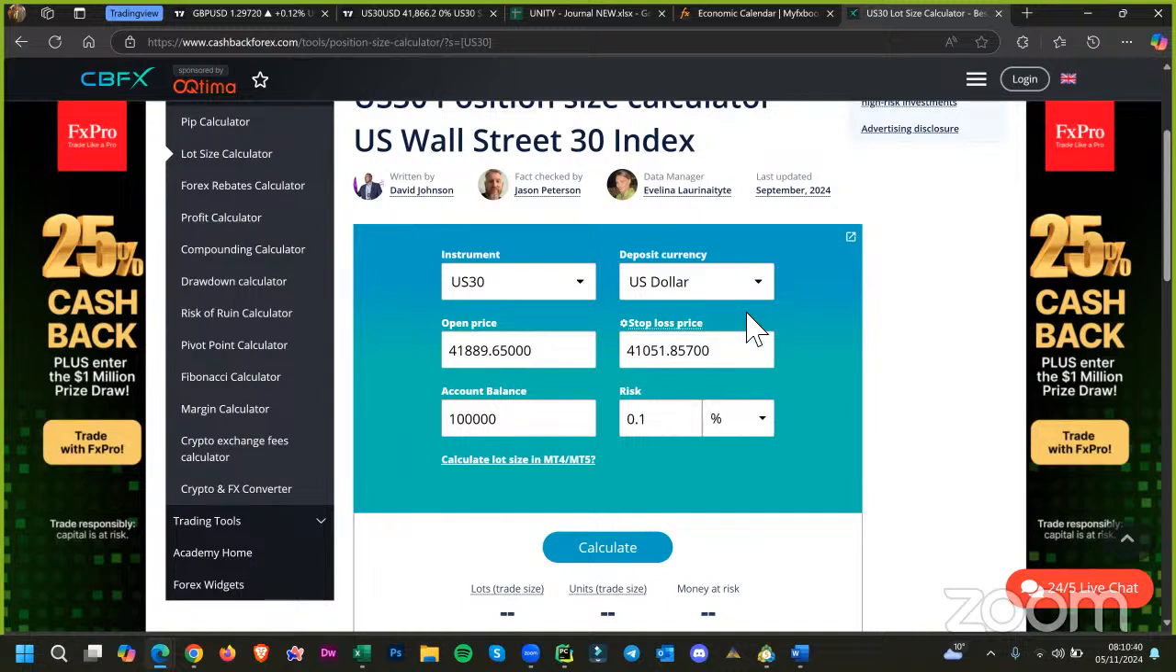Any questions about the lot size calculator? Anybody got any questions about using it, don't understand how to use it, have any issues? Anybody? Good. All right, we all understand this.